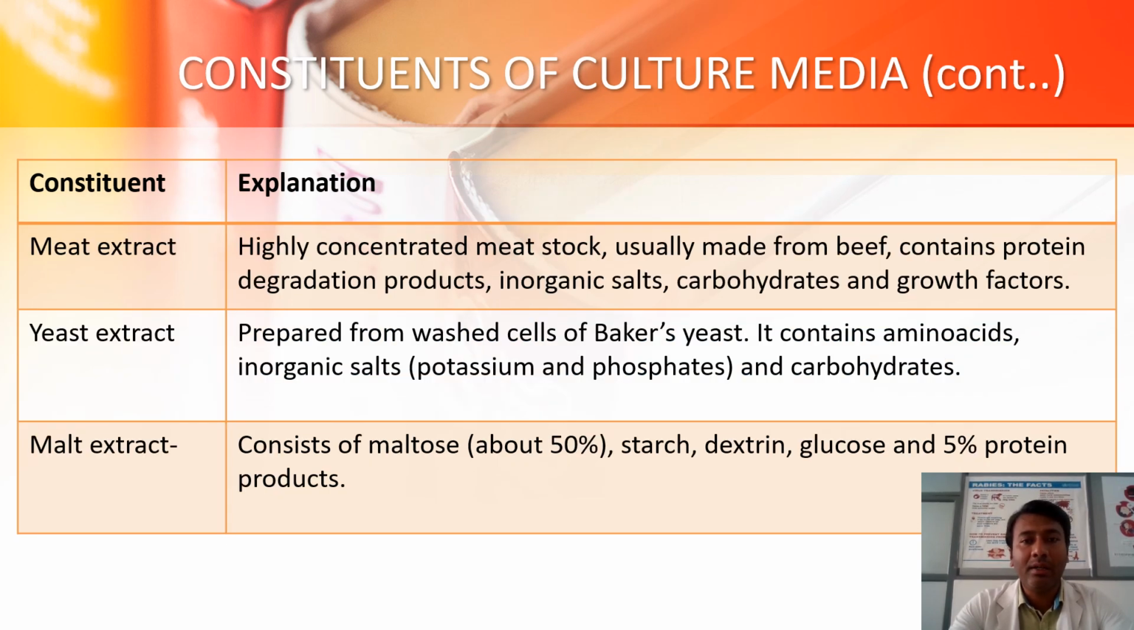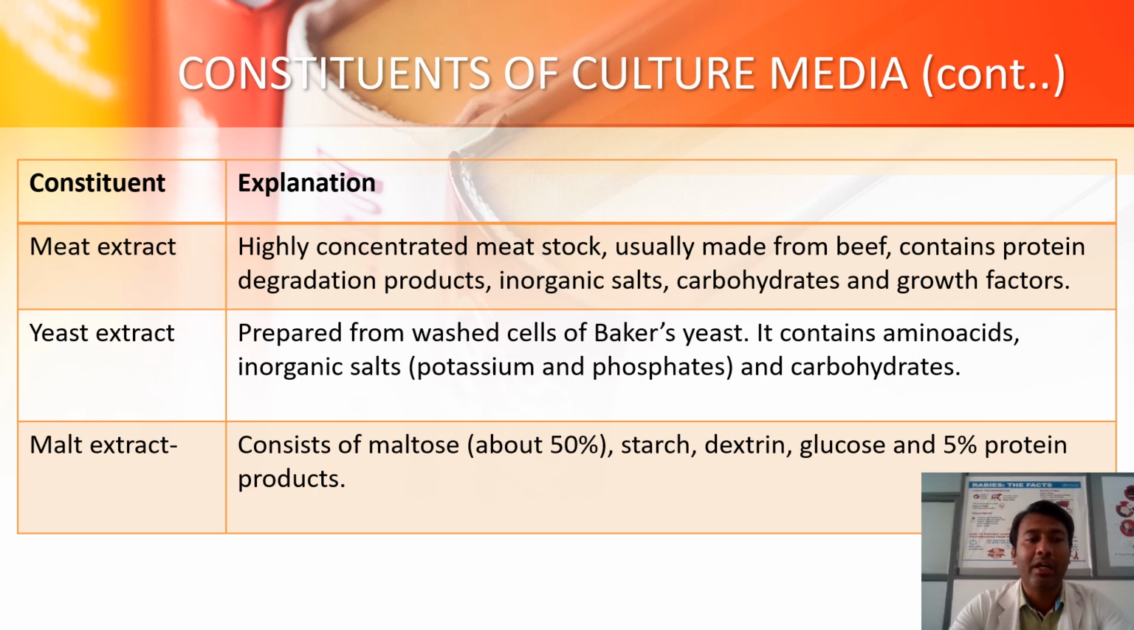There are different culture media which may have different constituents, like meat extract, which is highly concentrated meat stock, usually made from beef. It contains protein degradation products, inorganic salts like calcium and magnesium, carbohydrates and growth factors. Some culture media also have yeast extract, which is prepared from washed cells of baker's yeast, and it contains amino acids, inorganic salts like potassium and phosphates, and carbohydrates.